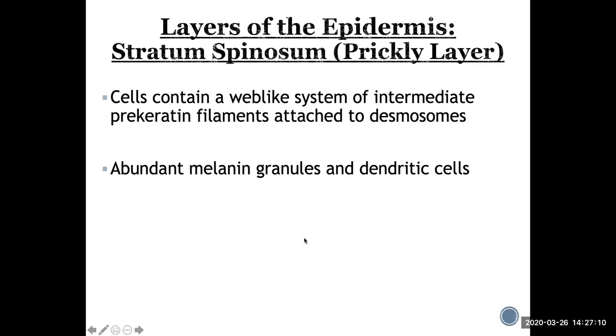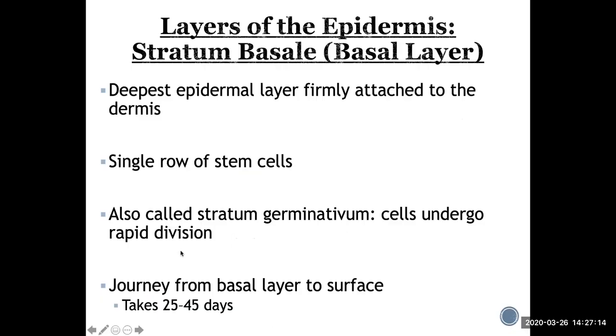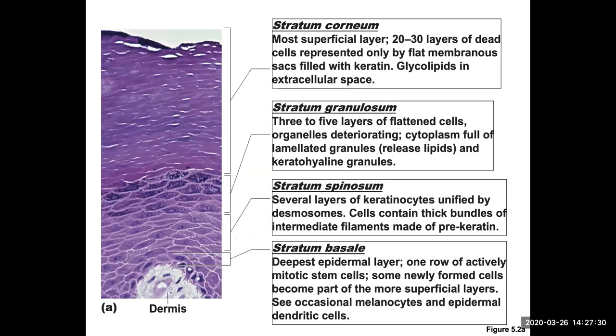The journey from the basal layer to the surface, to the stratum corneum, takes 25 to 45 days. So that's how long it takes for new cells to basically reach the surface of your skin. Kind of cool.